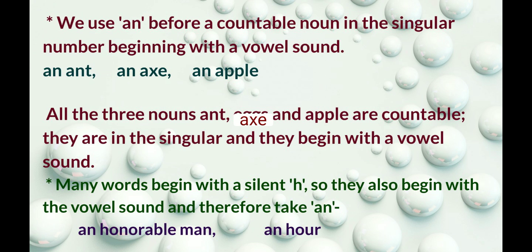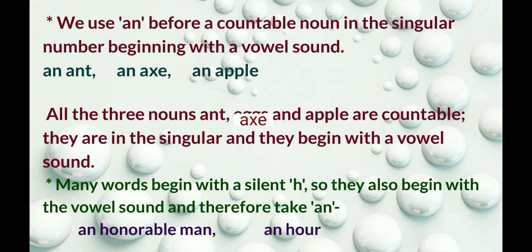An ant, an X, an apple. These all words, ant, X, apple, these all are beginning with a vowel sound. So before these words we have used the article an. Right? All the three nouns, ant, X and apple, are countable. They are also in singular number and they all begin with a vowel sound.